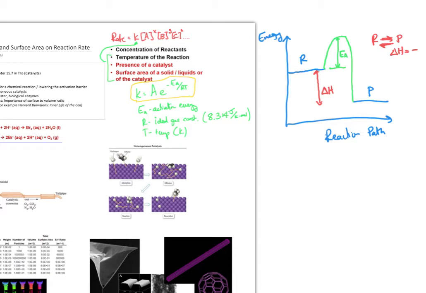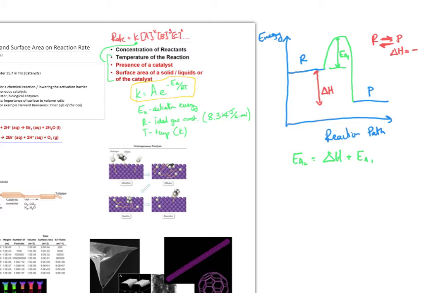So the new activation energy for the reverse reaction, we'll call this EA1, EA2 would actually be equal to delta H plus EA1. Okay? So that gives you a sense or an understanding of this idea of an activation energy. It's basically the hill you have to climb over to get to the other side.